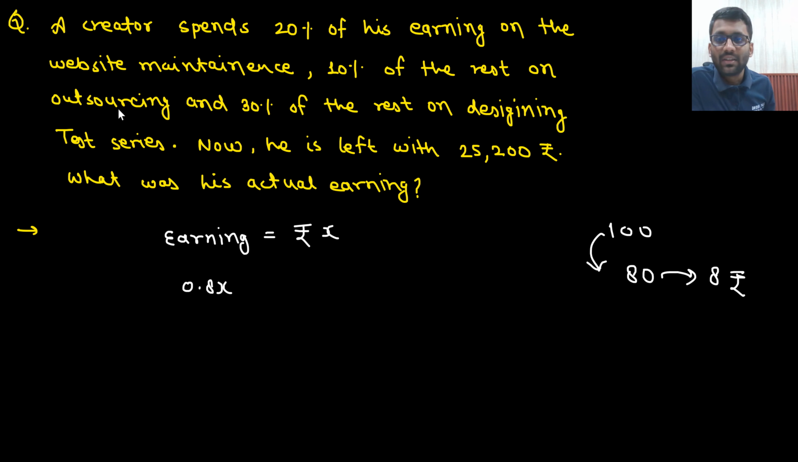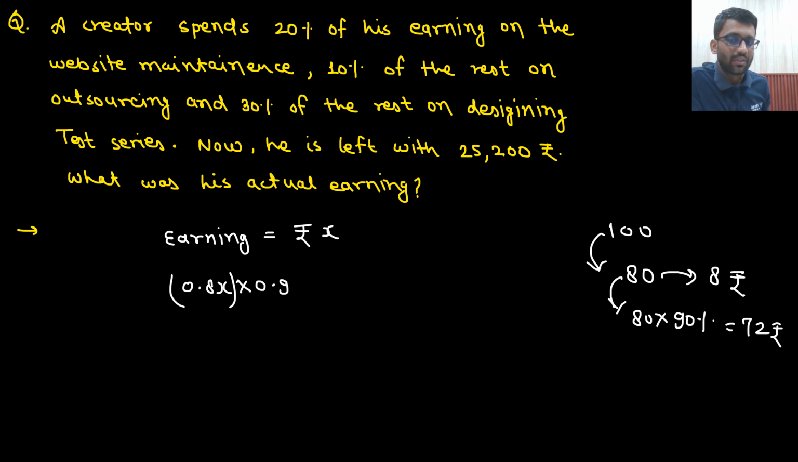10% of the rest on outsourcing. On outsourcing, he is spending 10% of the rest. That means he is getting only 90% of 80, right? Only 90% of 80, which is 72. So 10% is gone. So now he is left with 90% of this quantity.